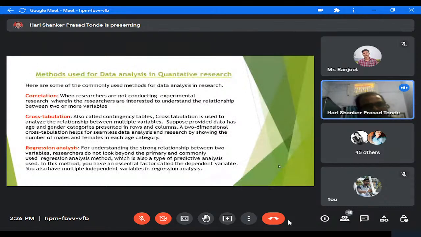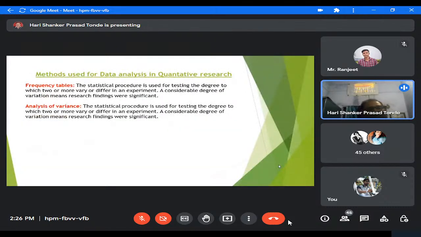So, last two points. First is the frequency table. This is also very useful at a time of analyzing the quantitative research. Why? Because the values are in the form of some figures. The statistical procedure is used for testing the degree to which two or more vary or differ in an experiment. A considerable degree of variation means research findings are very significant.